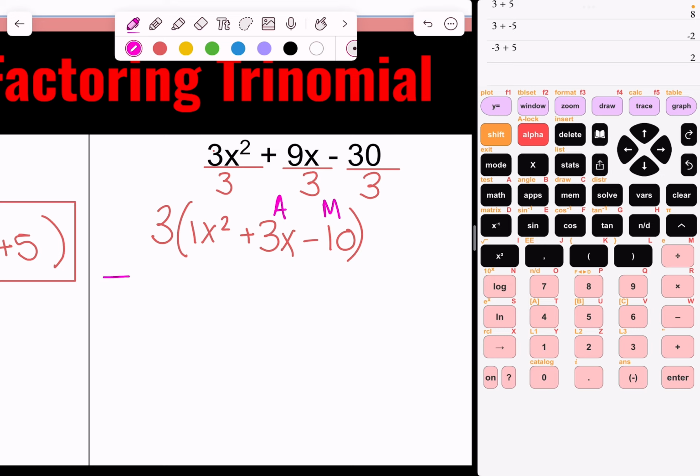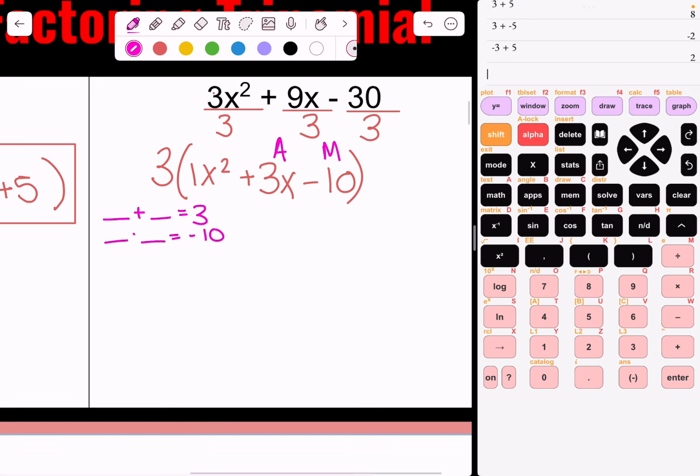I'm going to find what adds to 3, but those same 2 numbers, same signs and everything, also got to multiply to negative 10. So let's think about what multiplies to 10. We could have 1 and 10, but that will never add or subtract to equal 3. Or I could have 2 and 5. And guess what? 2 and 5 could equal 3. Let's see how. 2 plus 5, no good. Let's try negative 2 plus 5. Hey, that works. Negative 2 and 5.